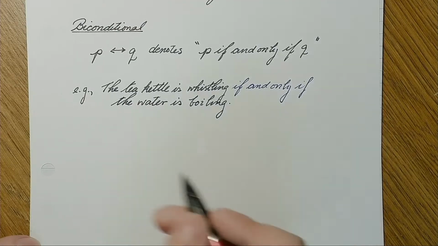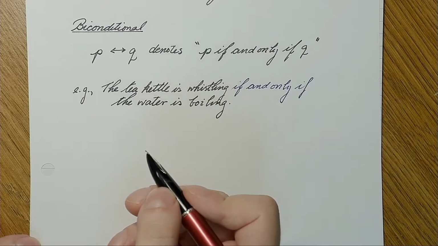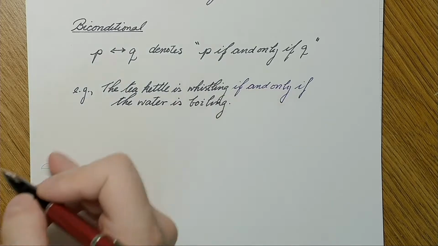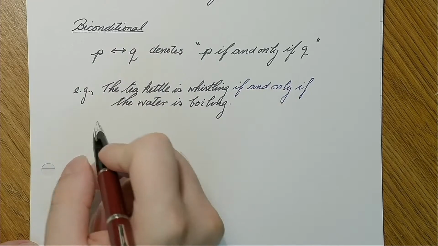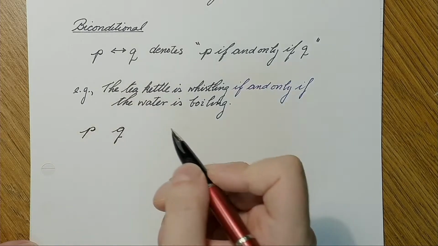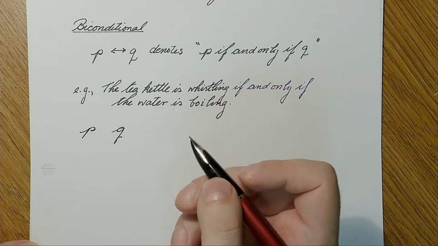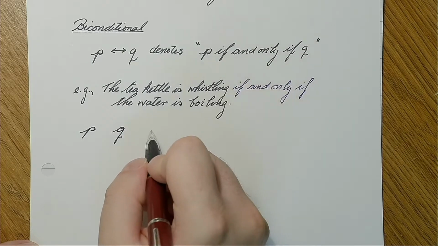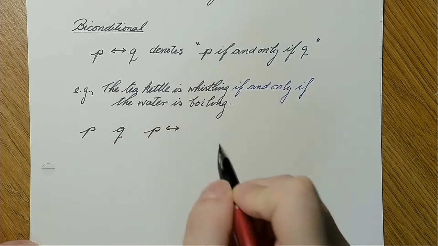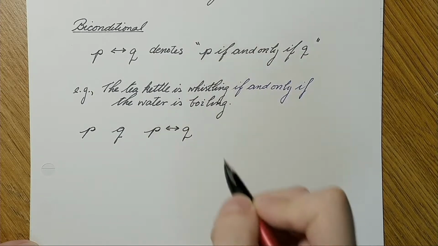So with the biconditional, it's that P and Q must have the same truth value for it to be true. So the truth table looks something like this. If I have P, I have Q, and here's P, back and forth. There we go.